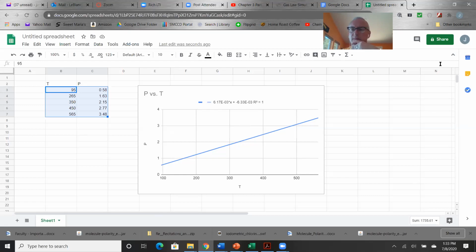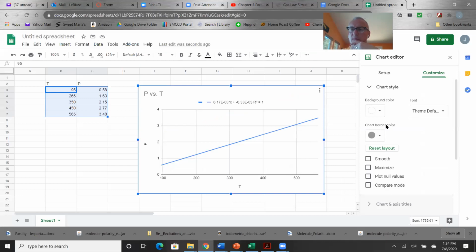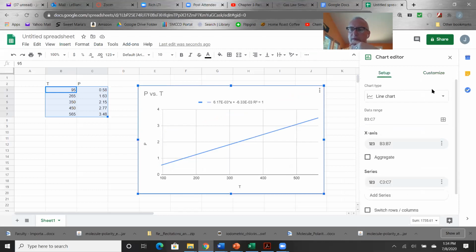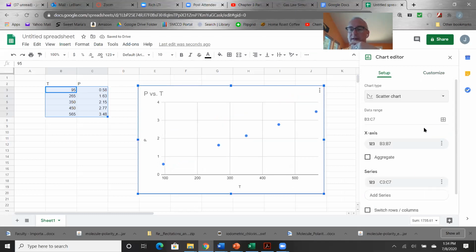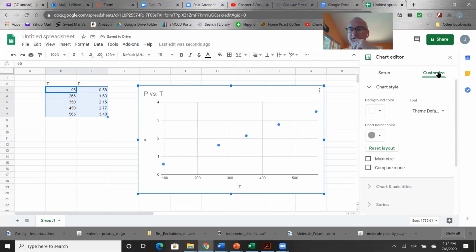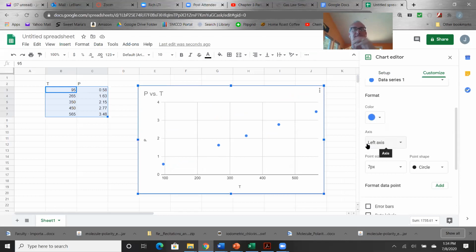You should go to the chart style. Oh, go to setup. And then I don't want a line chart. I want a scatter. There we go. You want a scatter plot, and then you would go back to customize to show that and get the trend line, series and everything else. Yes, you want a scatter.